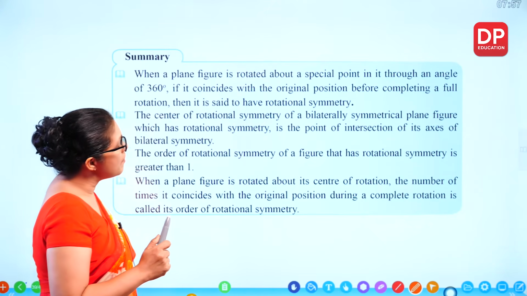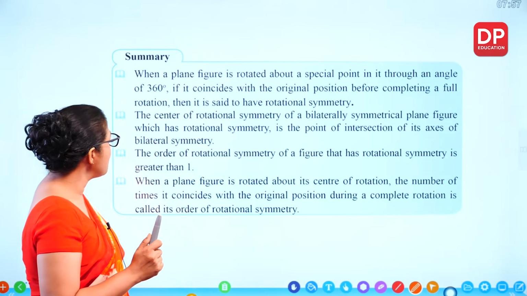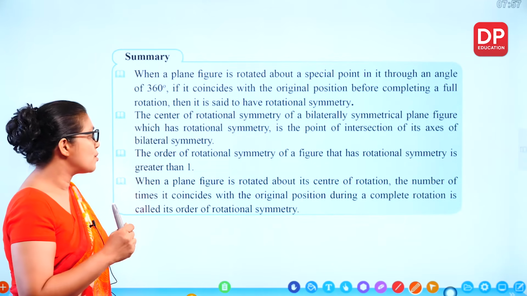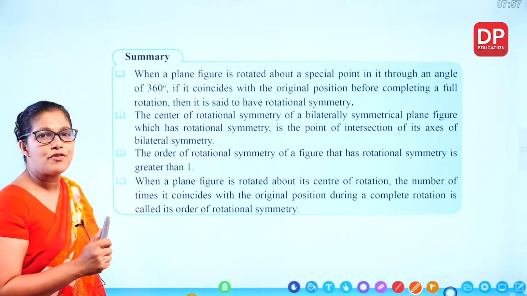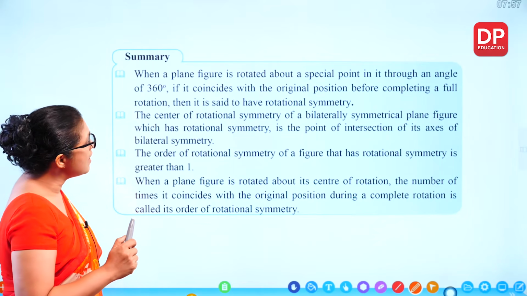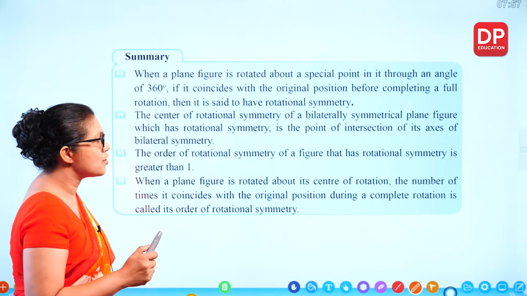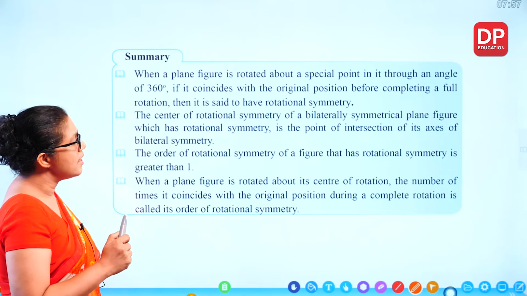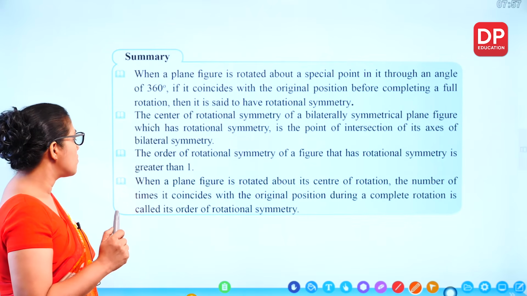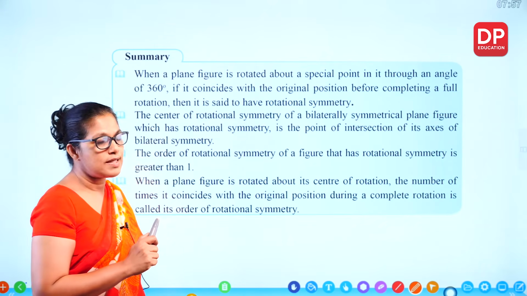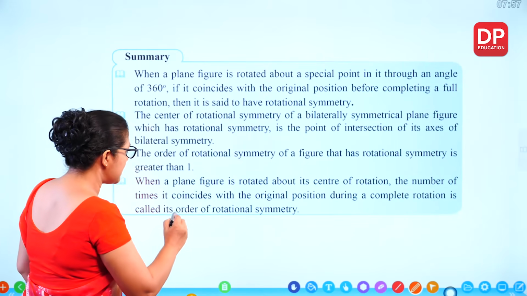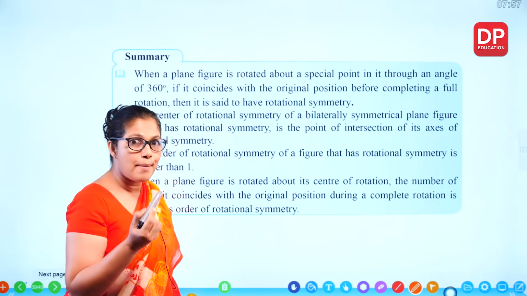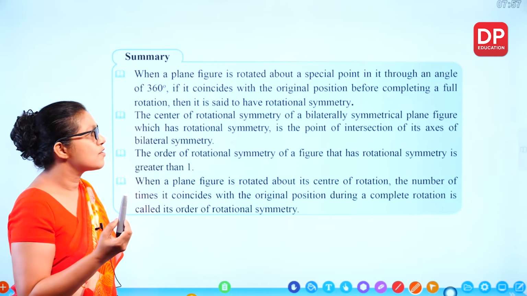The order of rotational symmetry of a figure that has rotational symmetry is greater than 1. When we have only one rotational symmetry, we don't say there's rotational symmetry in that figure. When a plane figure is rotated about its center of rotation, the number of times it coincides with the original position during a complete rotation is called its order of rotational symmetry. So remember all these terms: order of rotational symmetry, center of rotational symmetry, bilateral symmetry, and axis of symmetry.